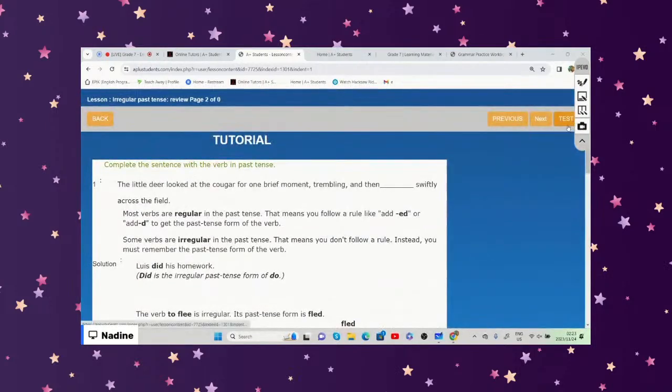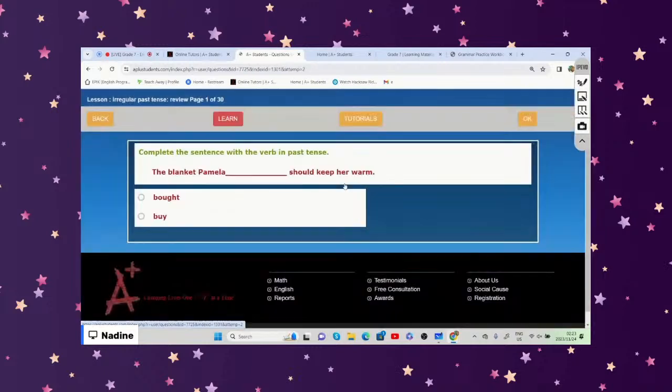All right, now let's go to our test. We need to complete the sentence with the verb in the past tense, and remember, we are using irregular past tense. The blanket Pamela, do we say Pamela bought or Pamela buy, should keep her warm?